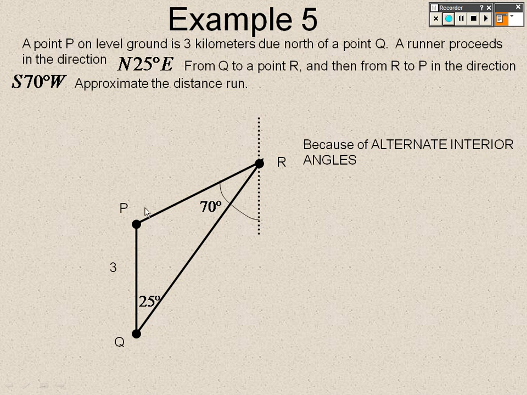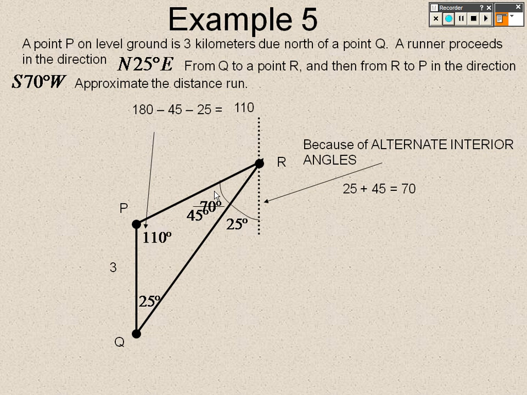But because these lines are parallel lines to each other, if this angle is 25, then this angle in here is 25 degrees because of alternate interior angles. So 70 minus 25 will tell me what that little angle is in there. So it's actually a 45-degree angle. So we have our triangle. So I can find out what that missing angle is in there, because I know that 25 and 45 is 70. So that angle would be 180 minus 45 minus 25, which is 110.